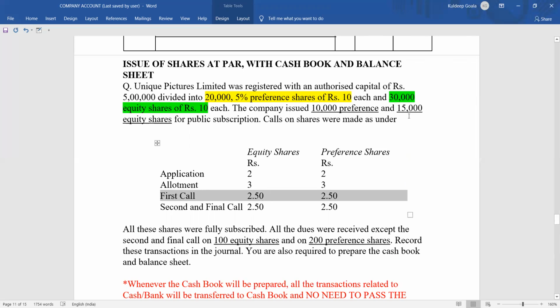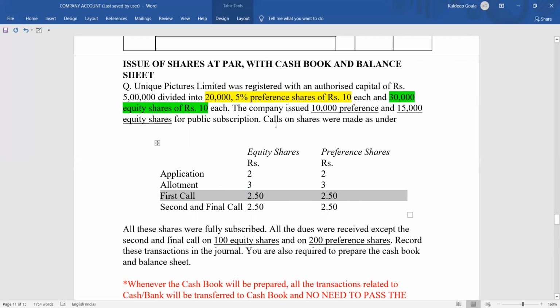Clear? That is 37,500. Okay, then 5% preference share capital. 5% preference share first call account debit 10,000 into 2.5, that is 25,000, to equity share capital account, to 5% preference share capital account. Sorry, in case of transfer entry, it will be one by one.